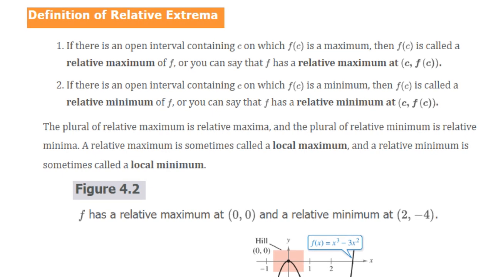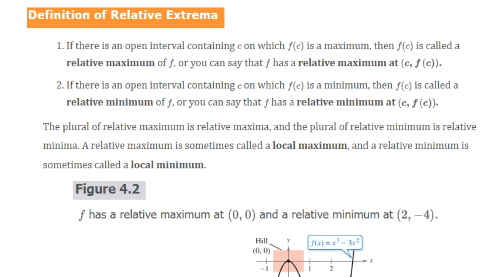Some more definitions. If there's an open interval containing c on which the function value f of c is a maximum, then f of c is called a relative maximum of f, or you can say that function f has a relative maximum at the point c, f of c. If there's an open interval containing a value of c on which the function value there is a minimum, then f of c is called a relative minimum of f, or you can say that f has a relative minimum at the point c, f of c.